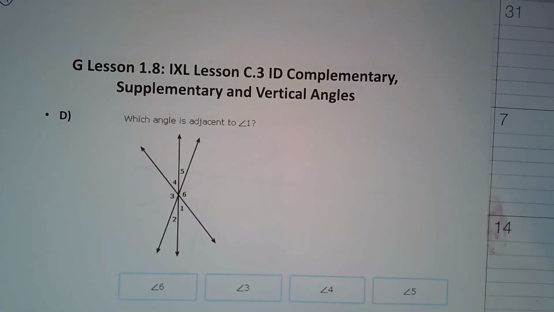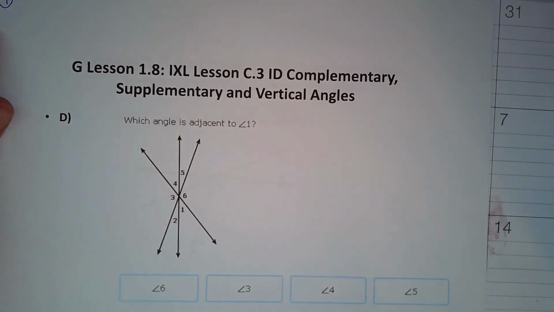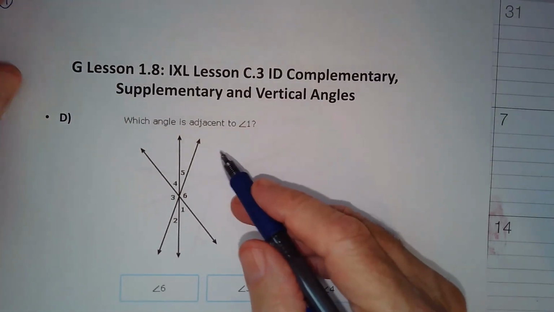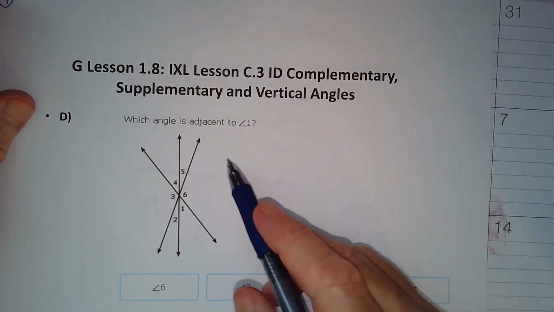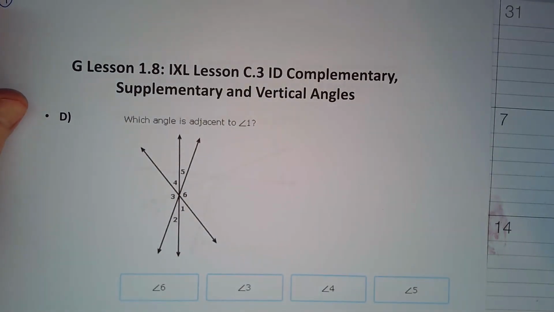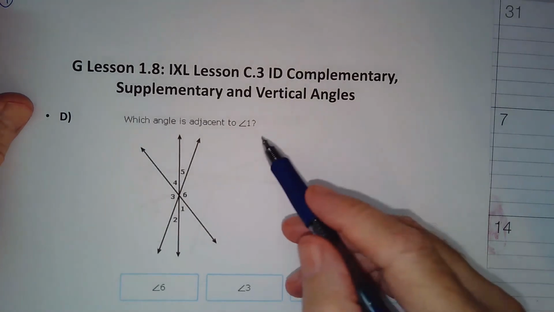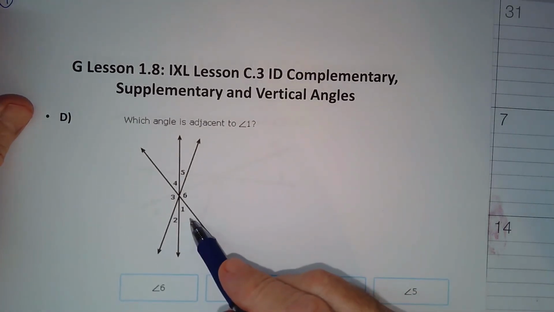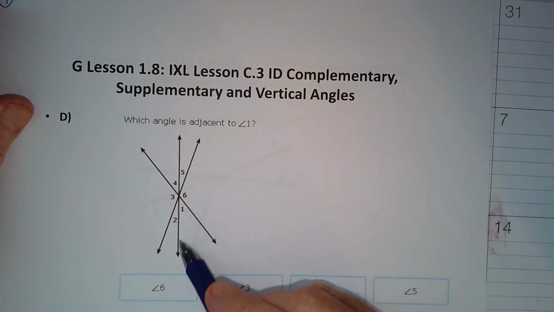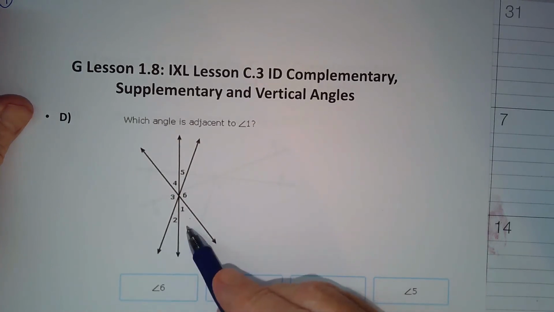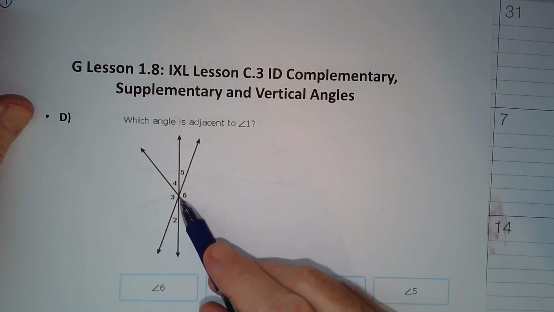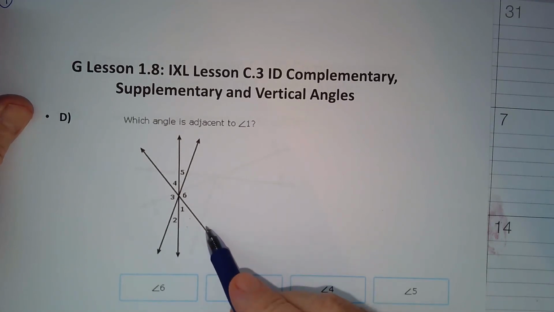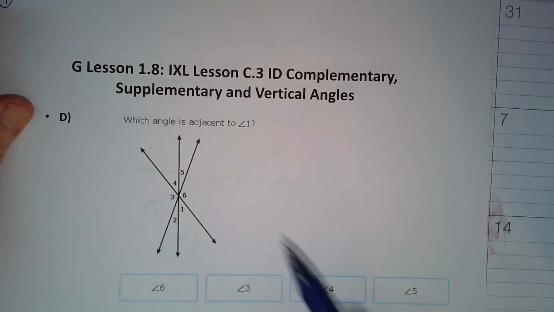And see, supplementary angles. Oh, I'm sorry. This is adjacent angles. And we're almost done. So adjacent angles, if you remember, they share a side. Where it says which angle is adjacent to angle 1? Well, here's angle 1. And notice its side on the left here, it shares with angle 2. So they're adjacent angles. On the other side, it shares this side with angle 6. So those are also adjacent.